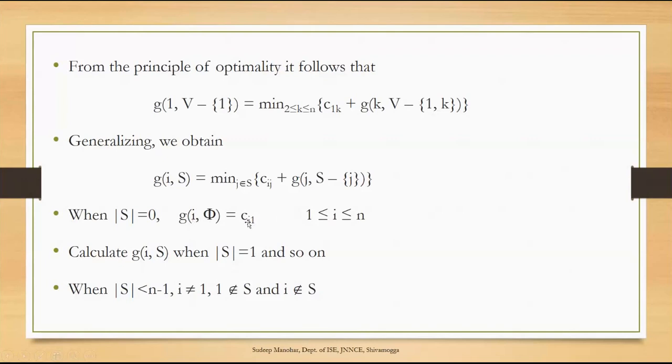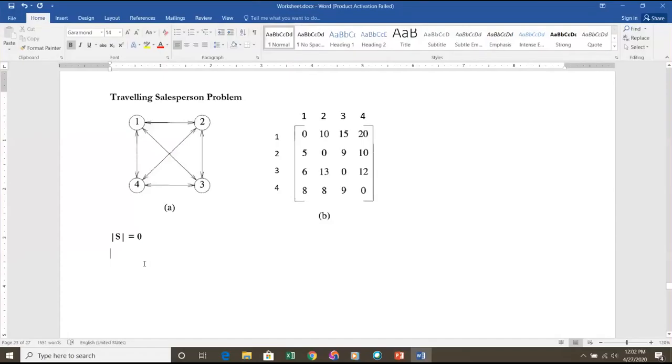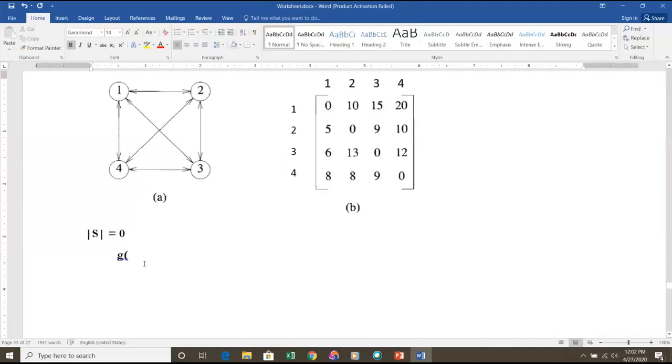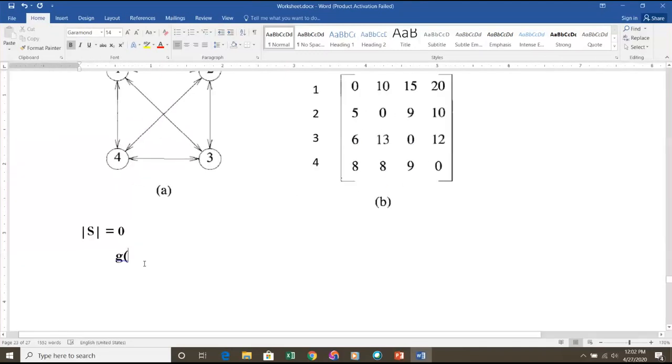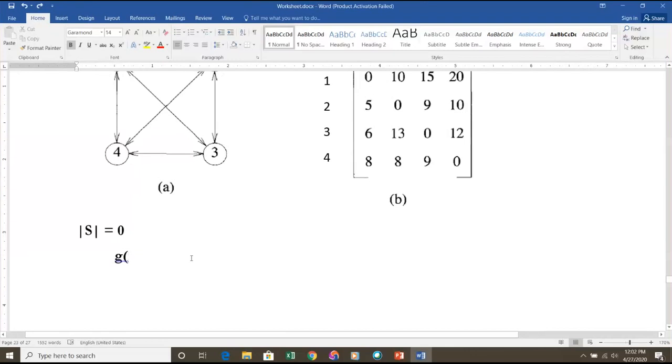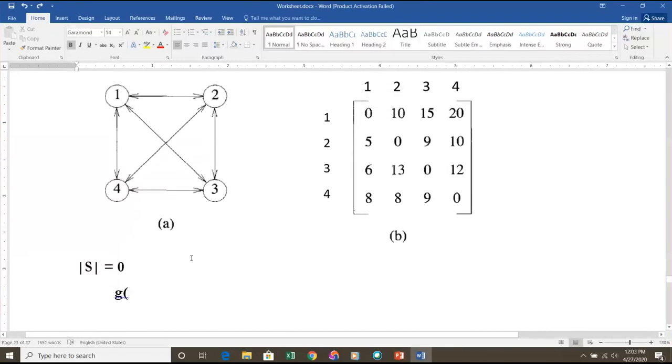So let us see how to do this. G of... I hope you can see this. You have to consider all other vertices. You are not supposed to consider 1. You should consider 1 only when the cardinality of S becomes equal to n minus 1. Otherwise, you should not consider this one. You should consider all other vertices. So I'll consider 2, G of 2 comma null.